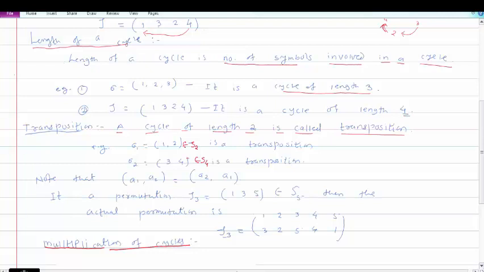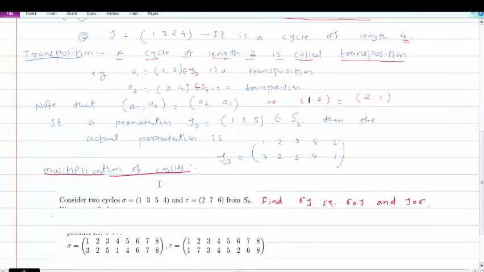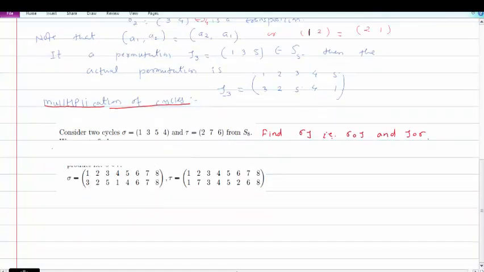Note that (a1 a2) as a transposition means a1 goes to a2 and a2 goes to a1. The meaning of (a2 a1) is that a2 goes to a1 and a1 goes to a2. So these two are the same thing. Or take another example: (1 2) can be written in cyclic notation as (2 1), because 1 goes to 2 and 2 goes to 1, and 2 goes to 1 and 1 goes to 2. We get the same thing. It is a permutation.